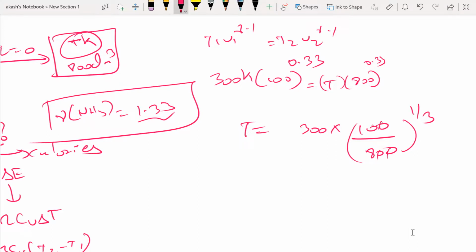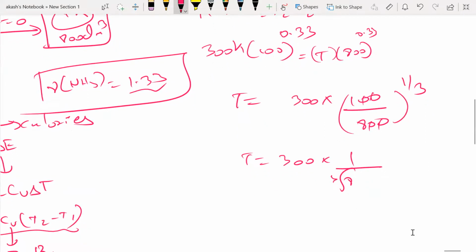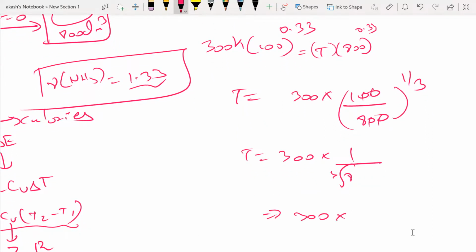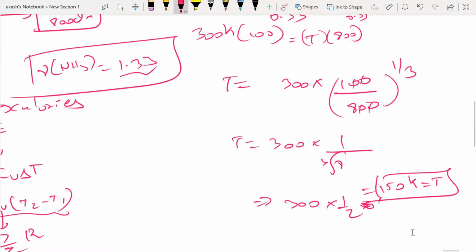So you have just 1 divided by 8, which is nothing but the cube root of 1 by 8. Temperature is nothing but 300 into the cube root of 1 by 8. The cube root of 1 is 1, and I know the cube root of 8 is 2. So all that we'll have is 300 into 1 by 2, that is 150 Kelvin. That is your T value. Done. Now all that you have to do is substitute in the formula.